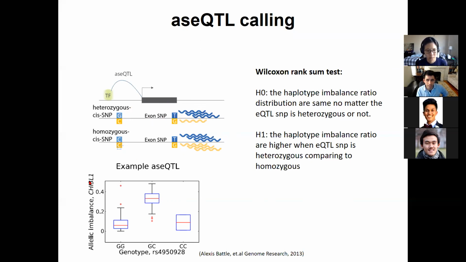But what you can do instead is ask for an allelic imbalance in the heterozygous nearby locations. If you find that the allelic imbalance is higher for the heterozygotes, then that suggests that that SNP is probably controlling the expression of that gene. So you're testing two hypotheses: whether the haplotype imbalance ratio distribution is the same no matter the eQTL SNP, or whether the imbalance is higher when the eQTL SNP is heterozygous compared to homozygous.